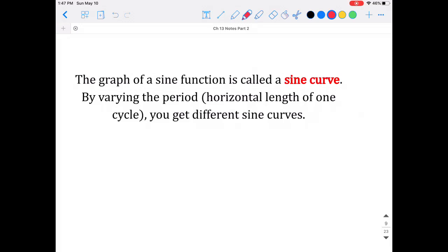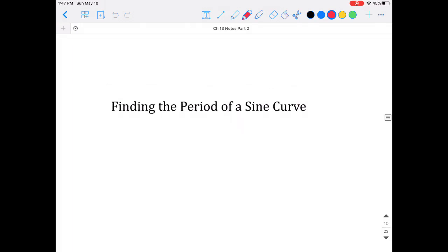By varying the period, which is the horizontal length of one cycle, you get different sine curves. So if you change the length of a cycle, that's going to change the graph and change your sine curve. So let's look at some examples for finding the period of a sine curve.